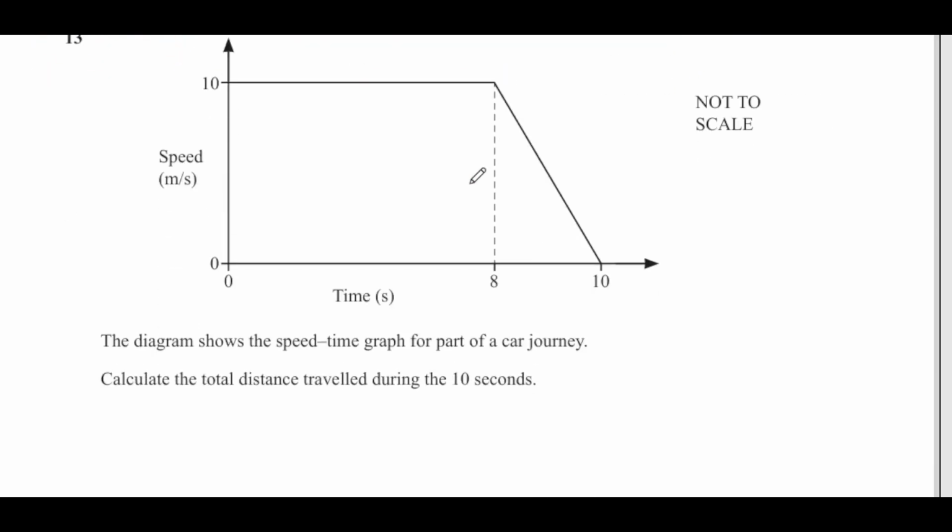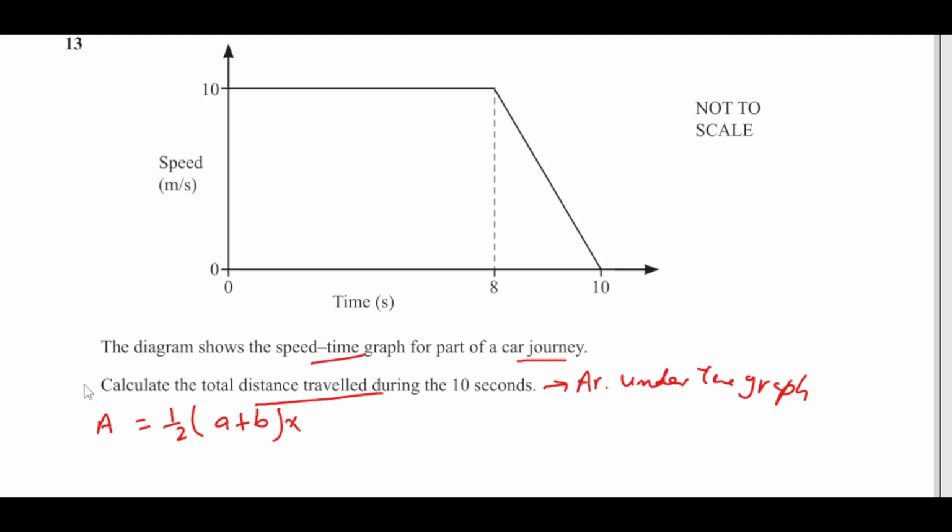Okay. Now number 13, the diagram shows a speed-time graph for part of a car journey. Calculate the distance traveled during 10 seconds. So distance traveled, as this is a trapezium, will be the area under the graph, right? So we are going to use the formula of a trapezium, half times (a plus b), where a and b are the parallel sides, times the height.